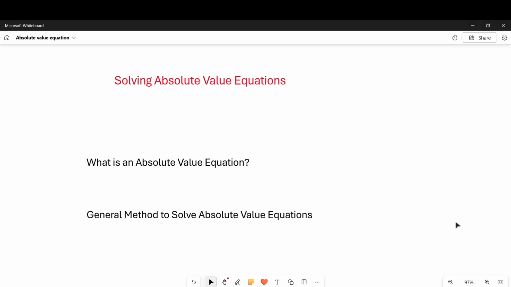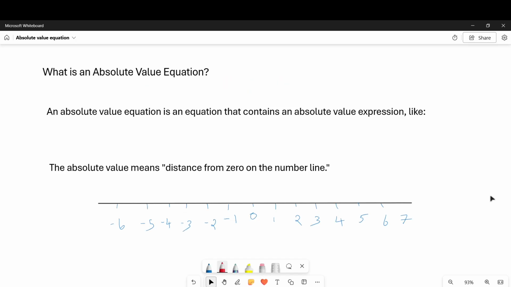Today we are going to discuss what an absolute value equation is and general methods to solve absolute value equations. So what is an absolute value equation? Before that, we need to go through the definition. An absolute value equation is an equation that contains an absolute value expression.